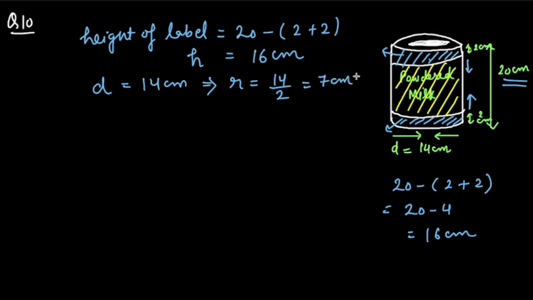Now what you have to do in this question, it says what is the area of the label. So it means we will only calculate the CSA of the label. There is nothing which we need to calculate in the top and bottom. The label has to be at the sideways only. Therefore, we are calculating CSA.